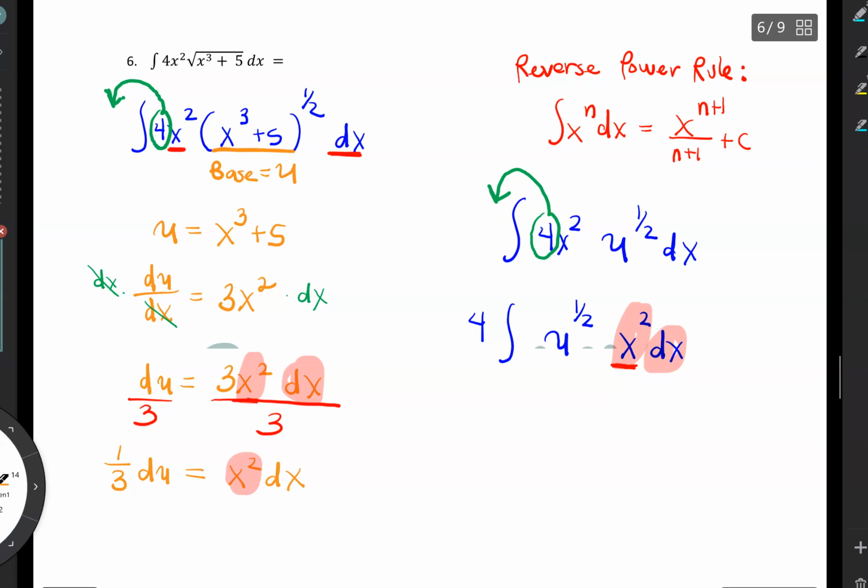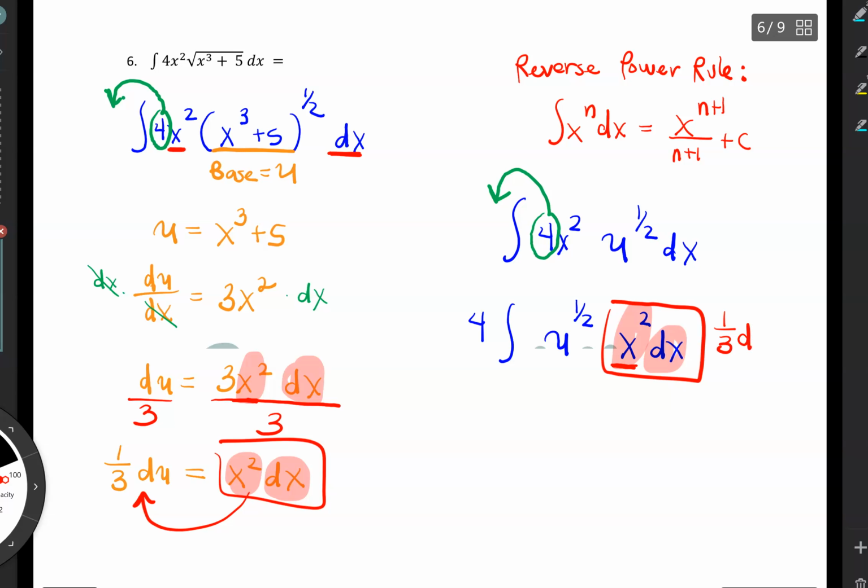So this x squared dx is going to cash in for a 1/3 du. So all of this is going to cash in for a 1/3 du. Okay, so let's go ahead and write that in there. Well, that looks hideous.